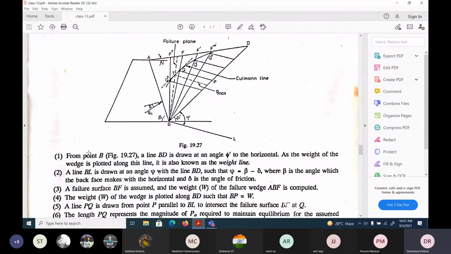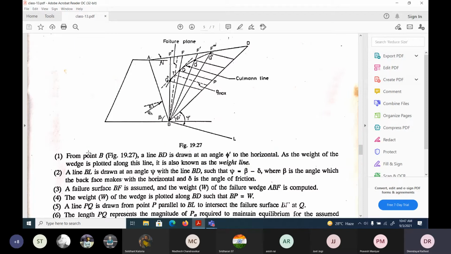I don't think they will ask in the exam also, but try to understand what these Culmann's and Rebhann's theories are all about, which is better and how they have done the procedure. So from point B, look at that point B, a line BD is drawn at an angle phi, exactly like previously, to the horizontal, as the weight of the wedge is plotted along this line.